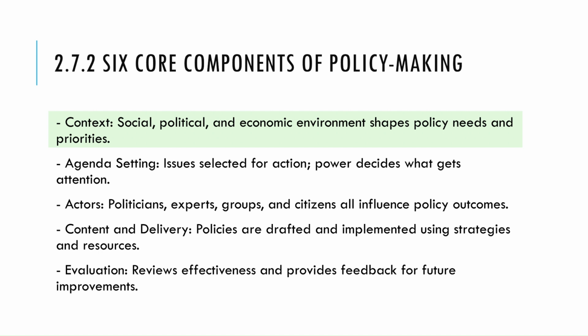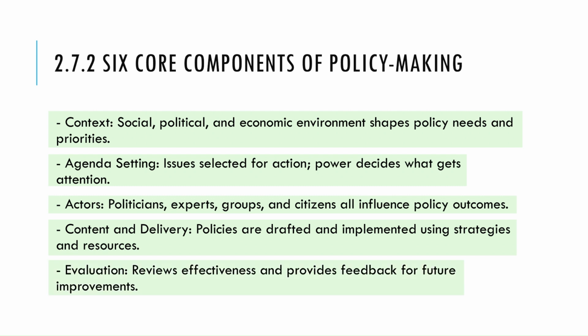The second stage is agenda setting. Here, certain issues are selected for action, while others are left out. Power and influence play a big role in what makes it onto the agenda. The third component is actors. These include politicians, bureaucrats, experts, interest groups, and even citizens, all of whom influence policy decisions. The fourth stage is content. This is where the actual details of the policy are formed, including objectives, strategies, and resources. This stage determines what the policy will look like.